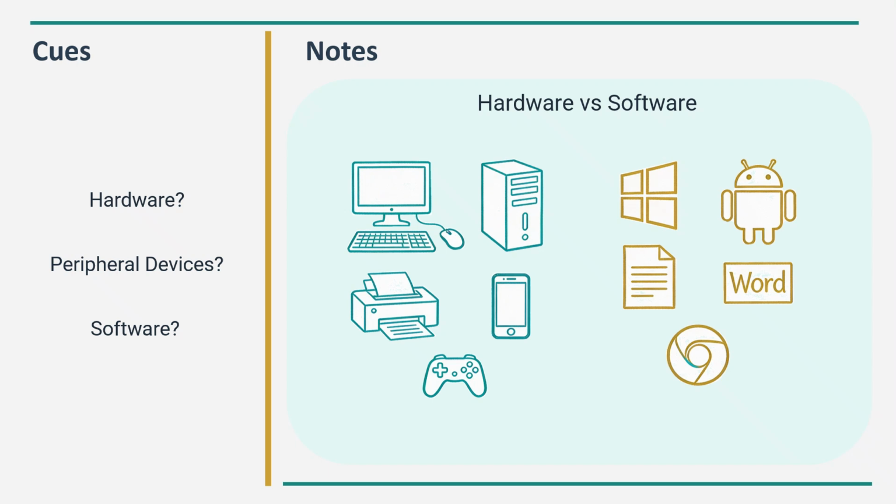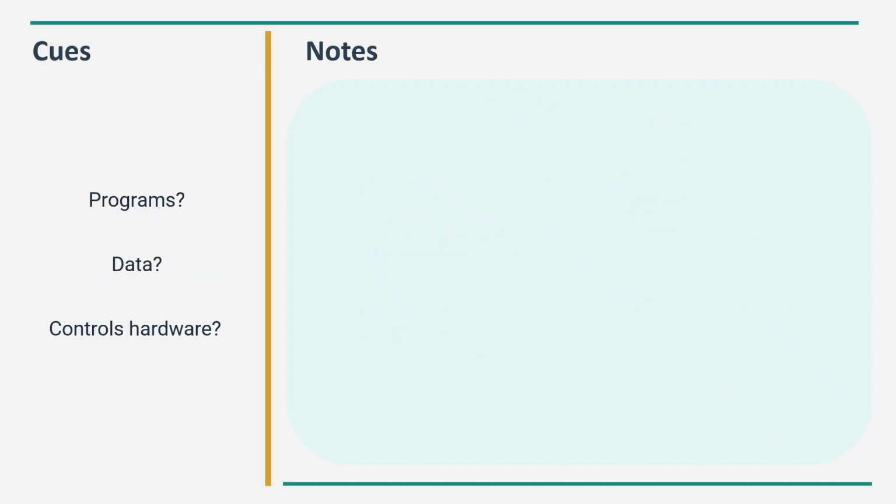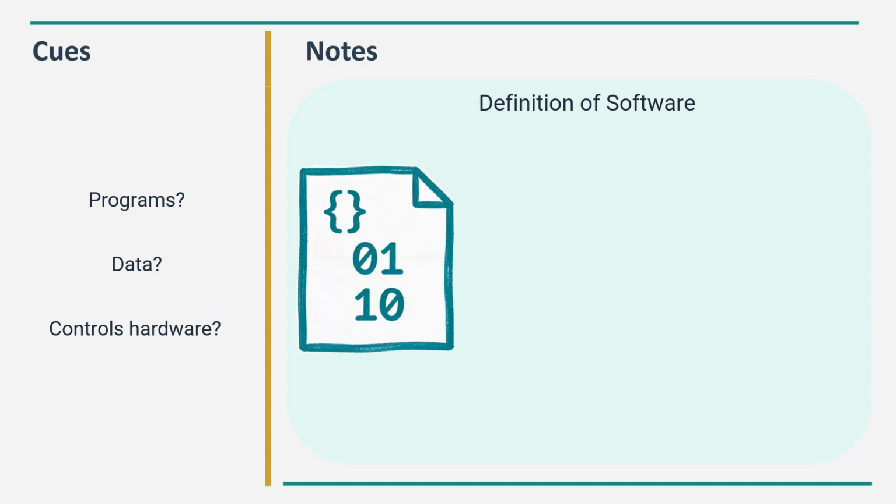Hardware without software is just an empty shell. Software without hardware has nowhere to run. A working computer system needs both. We can define software as the programs and data that control how the hardware works. A program is a list of instructions that the CPU can follow.